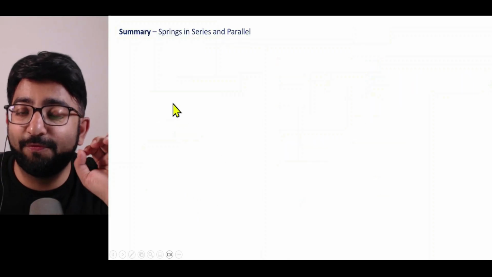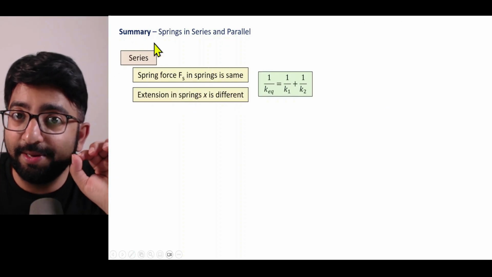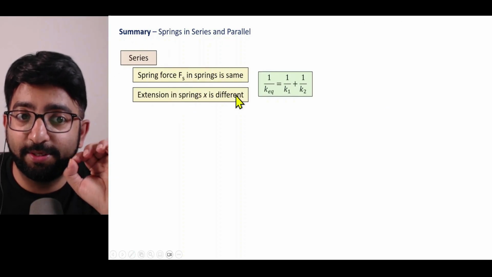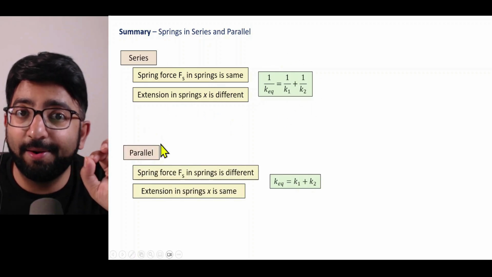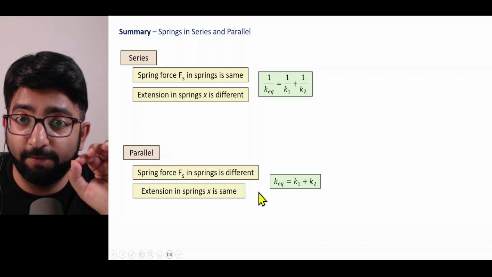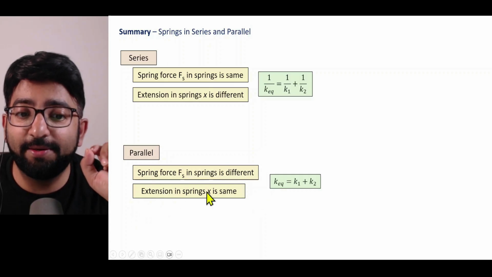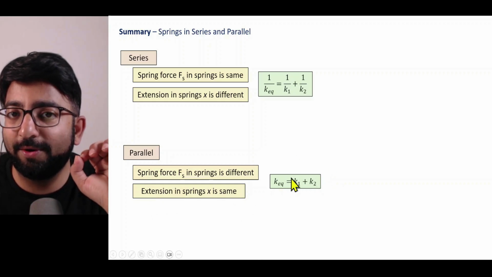Let's summarize what we have learned so far. Springs in series and in parallel. For a series setup, the spring force is the same, but the extension is different. And this is the formula. For a parallel arrangement, the reverse will happen. So the spring force is different for both the springs, and extension in the springs will be the same. And the formula is just the addition of the two spring constants.